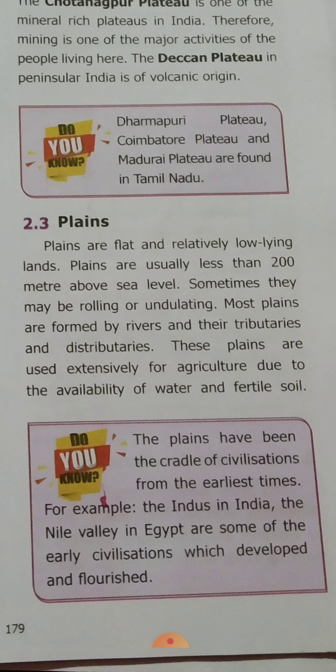Already I said, the Indus civilization, Harappan civilization and all. Yes, the plains are where those civilizations formed. They formed on the river banks. In India and the Nile Valley in Egypt are some of the early civilizations which developed and flourished. And in Tamil Nadu, Dharmapuri, Coimbatore and Madurai are plateaus. Okay. Now see the next one.